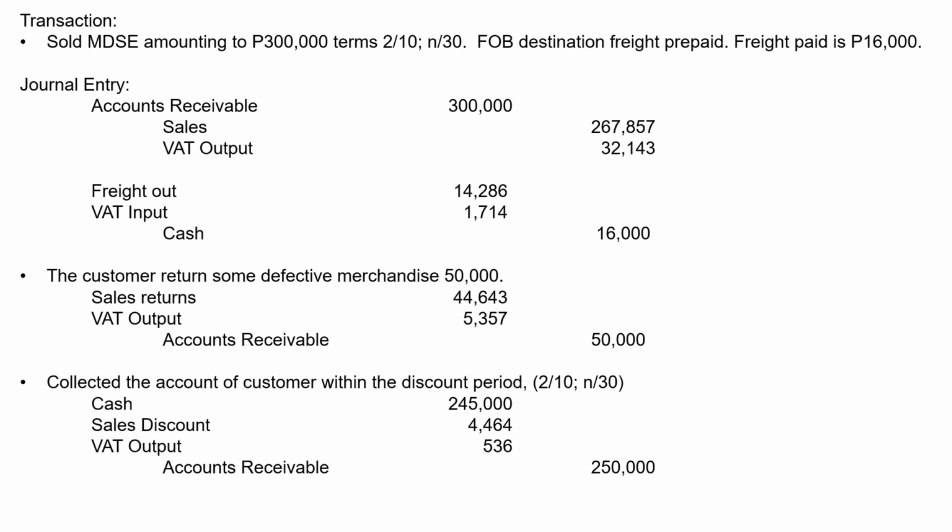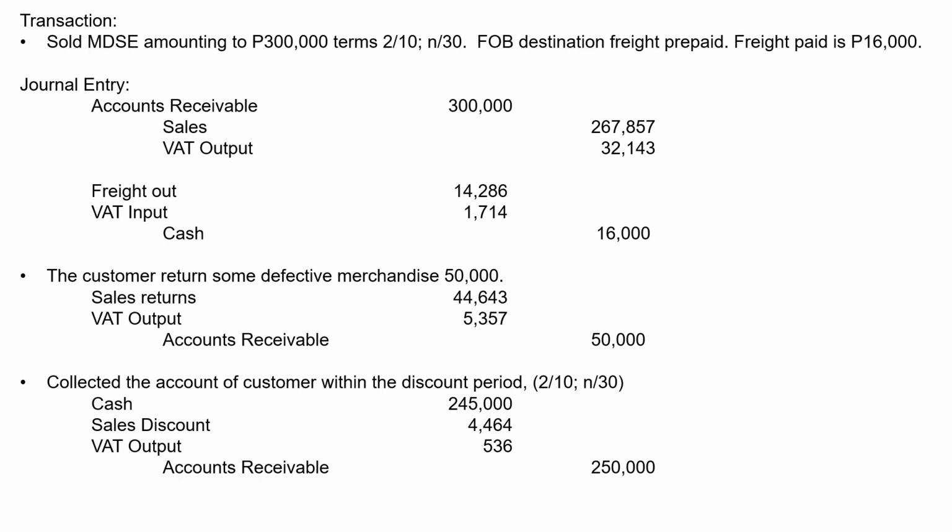So our assumption here is that we collected the account of the customer within the discount period. So 250,000 times 0.98, so that is 245,000. So debit cash. We collected 245,000. That is 98% of the 250,000 because there was a less 2% discount. And then the discount, so the 250,000 times 0.02, that's the sales discount inclusive of the VAT.